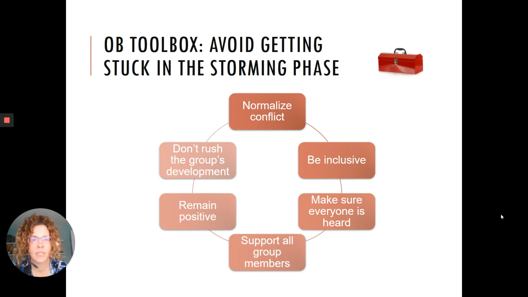The first thing we need to do then is to normalize conflict, to make it so it's okay, so people are comfortable with conflicts, that people recognize, well, conflict is what helps us to move on and do really great things. Next, to be inclusive, to be open to different perspectives.